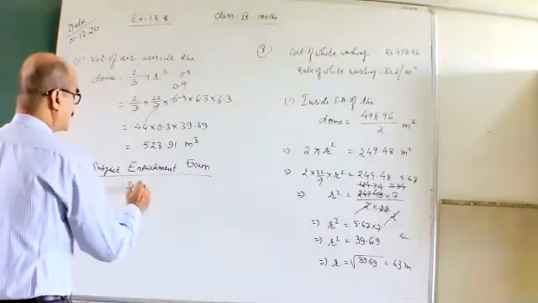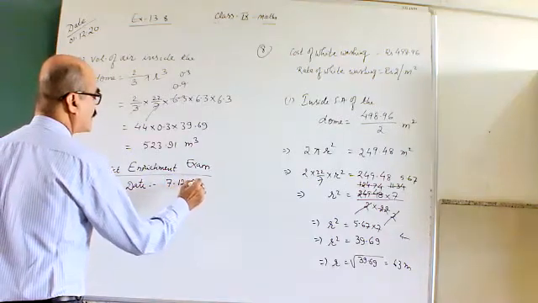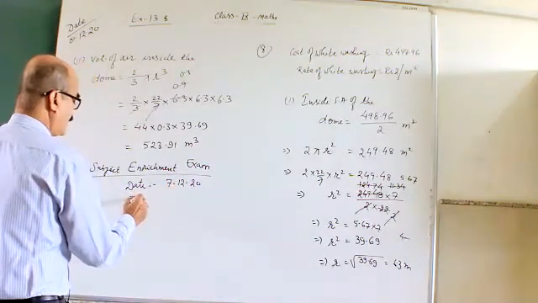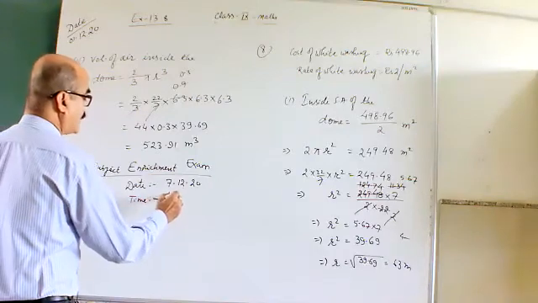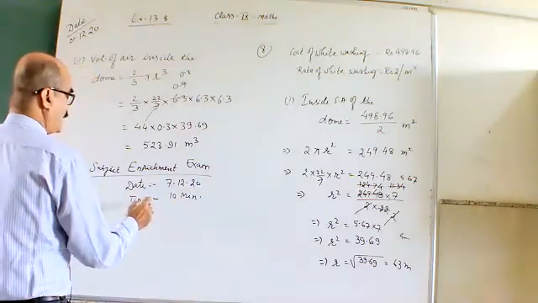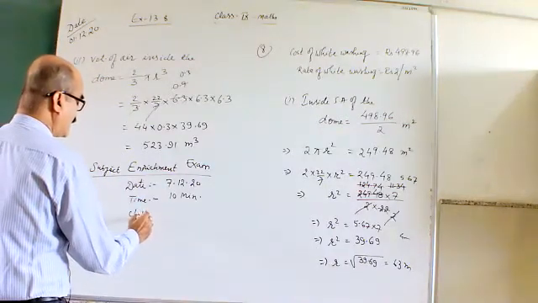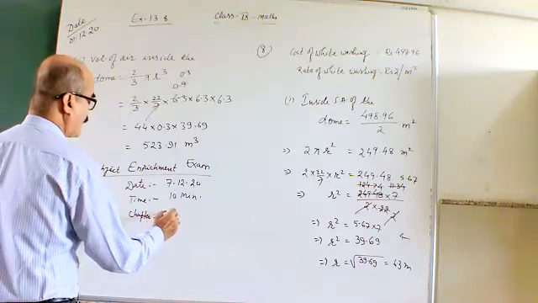Date is 7/12/20, and the time will be only 10 minutes for the test. Okay, and we will share the link, and the chapter will be Heron's formula.